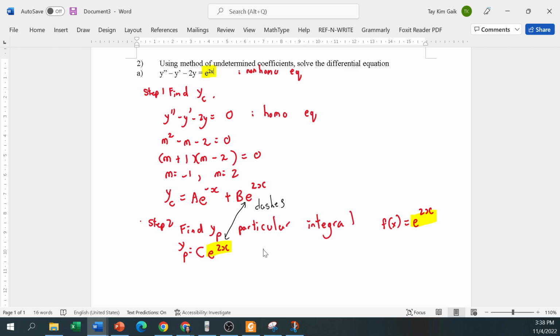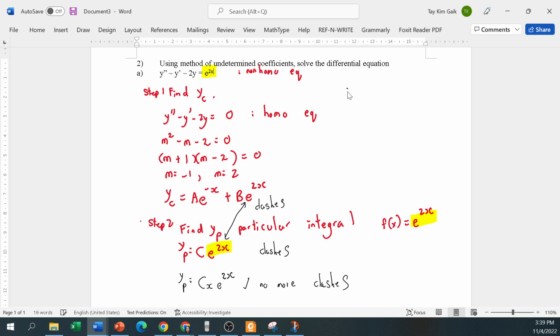If this one clashes, then you should choose yP and multiply it by x. So this is correct. After you multiply by x, you have to check c x e to the power 2x. Here we have only e to the power 2x, so there is no more clash. Then this is the correct yP that you can use.